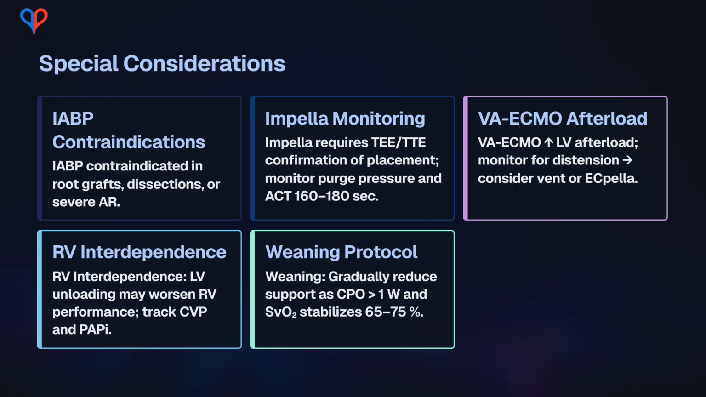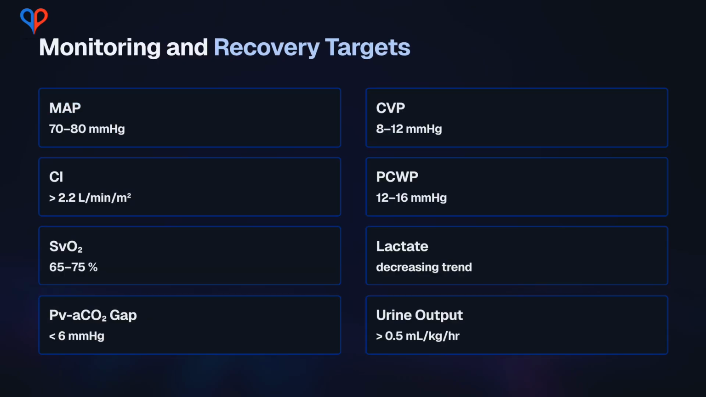Weaning begins when the following recovery parameters are achieved. Cardiac power output, greater than 1 watt. Cardiac power index, greater than 0.5 watts per square meter. Mixed venous saturation, stable within 65 to 75%. Lactate, normalized or consistently declining.